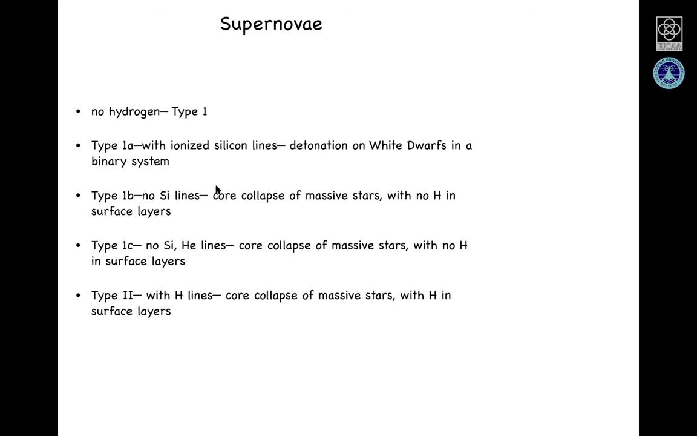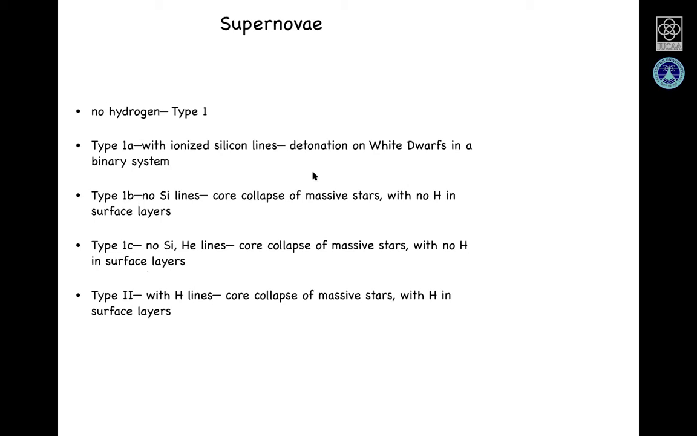If you don't see any silicon lines, then we call it type 1b. If you see helium lines but no silicon lines, it's called type 1c. And if you see hydrogen lines, then they're called type 2 supernova. All these three categories, type 1b, type 1c, and type 2, are due to a totally different kind of phenomenon where massive stars, or the core of a massive star, collapses, which we'll talk about later. So type 1A is a totally different phenomenon, and types 1b, 1c, and type 2 are called core collapse supernovae. That's due to core collapse of massive stars.